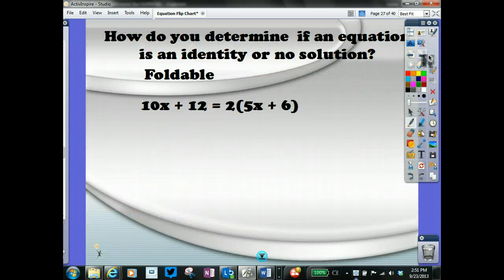Alright, and the last part on the foldable is, how do you determine if an equation is an identity or no solution? Well, let's go back to our foldable real quick.